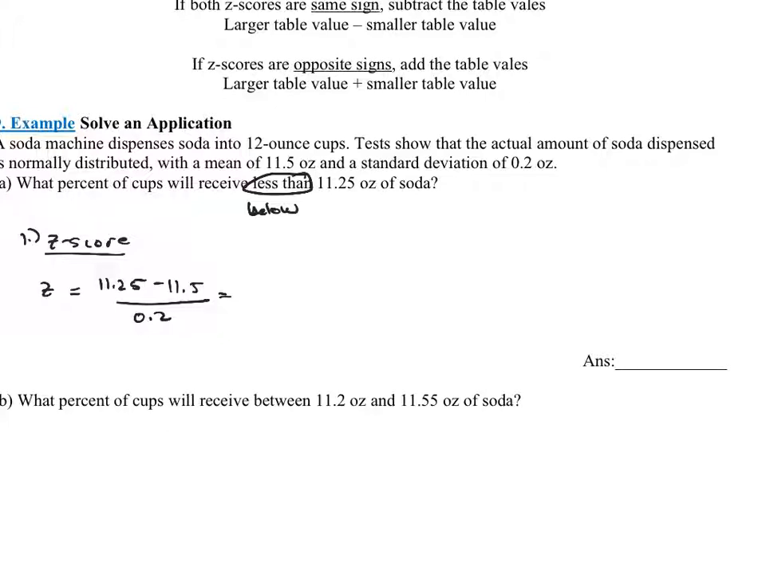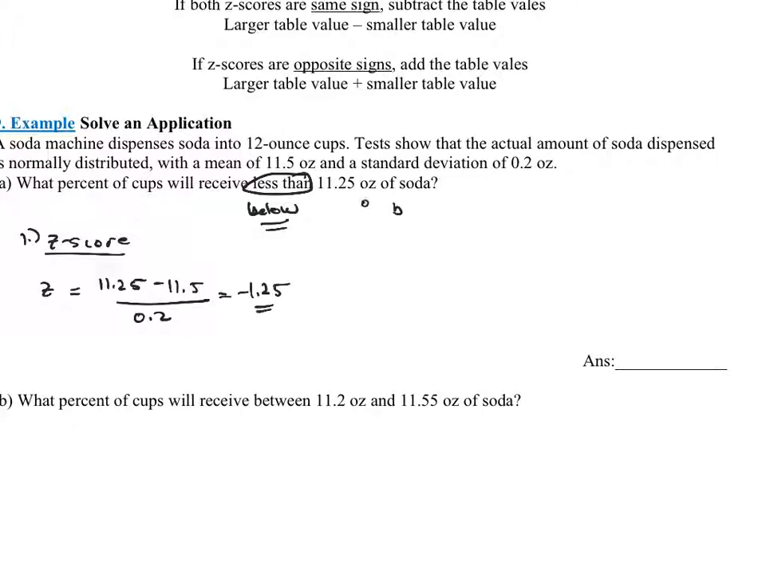So what are you getting? Please put that into your calculator. I'm getting a z-score of negative 1.25. If it were more decimals, remember our chart rounds all answers to 2 decimals, so always round your answer to 2 decimals. Okay, so what have I just figured out? In this case, we need below, and we have a negative z-score.